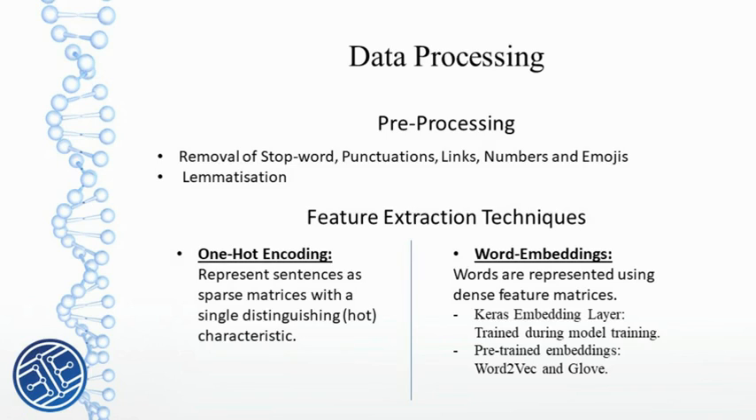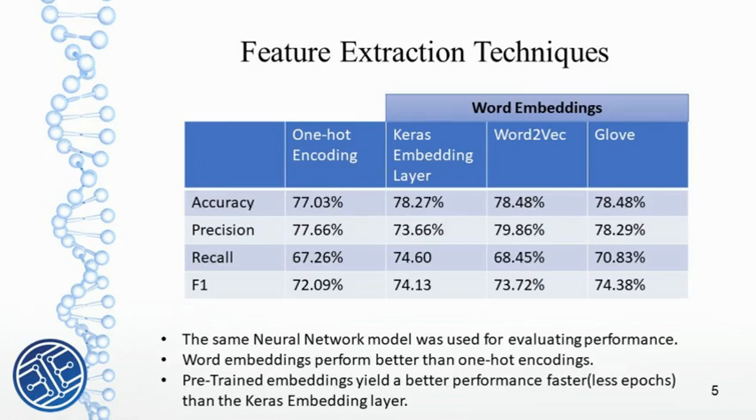Since computers do not understand language the way humans do, processing tasks such as stop-word removal were first carried out on the text. The tweets were then transformed into one-hot encodings and word embeddings. One-hot encodings were found not to capture semantic information within text, while word embeddings did. As a result, word embeddings yield a better performance in comparison to the one-hot encodings, as illustrated in this table.